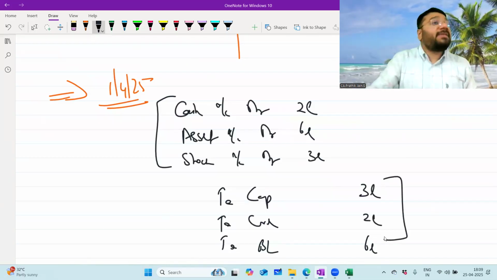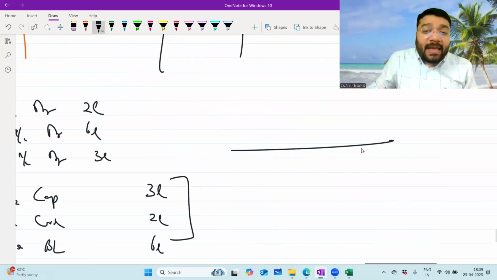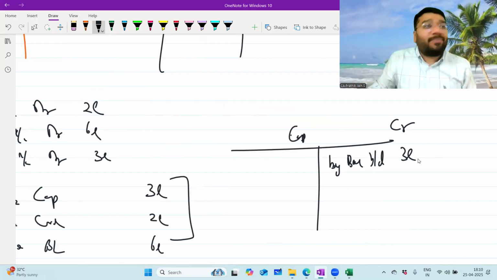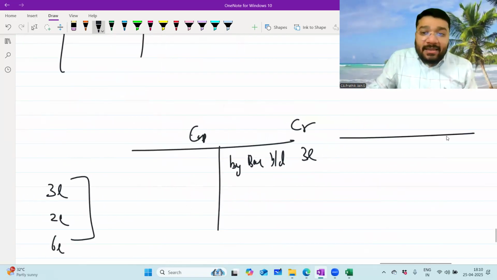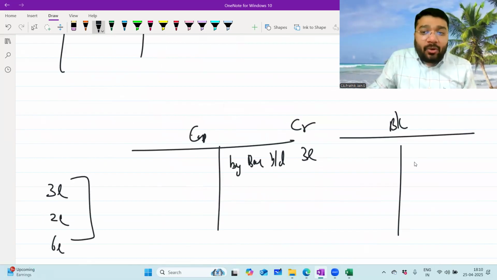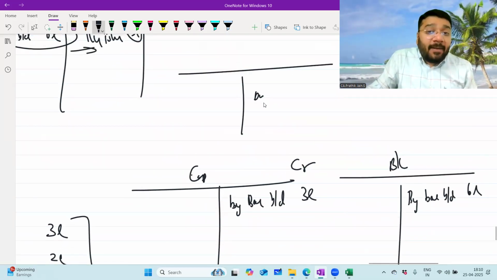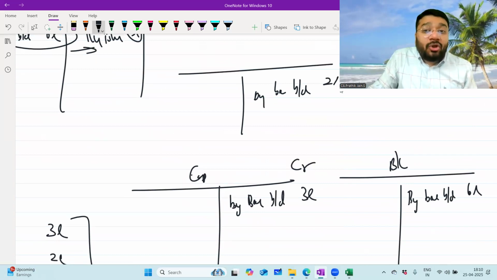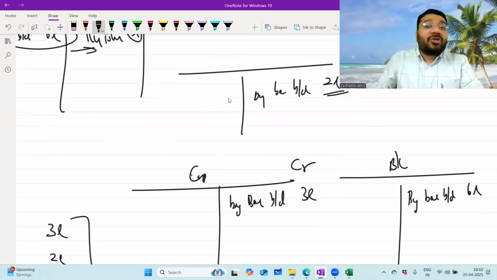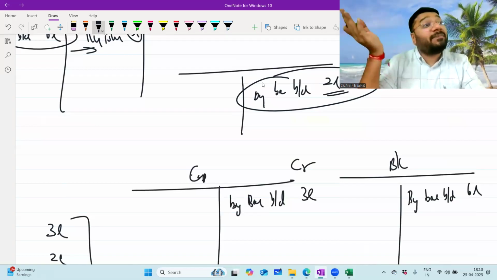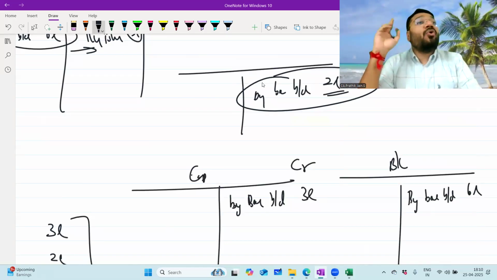The moment I put these three in the credit, if I open the capital ledger, credit side, by balance brought down, 3 lakh will appear. In the bank loan account, by balance brought down, 6 lakh will appear. If I open the creditors ledger, by balance brought down, 2 lakh will appear. So how does the balance brought down, the balance on the credit side or debit side, appear in the next year? It is only because of the opening journal entry.